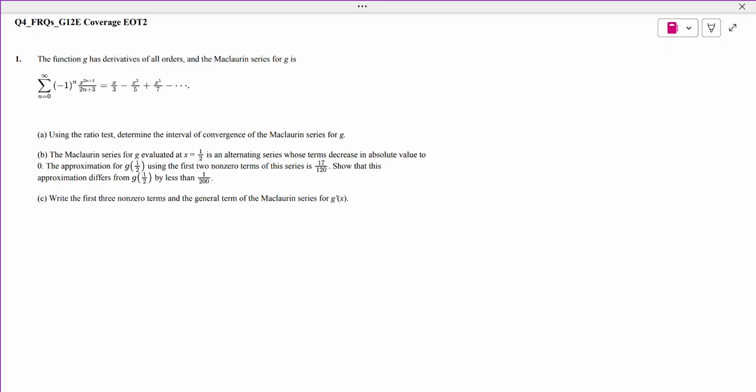So the given one, the sum from n equals 0 to infinity of negative 1 to the power of n, x to the power of 2n plus 1, over 2n plus 3. This is a_n. Now we need a_(n+1) by doing what? Add 1 to all n.